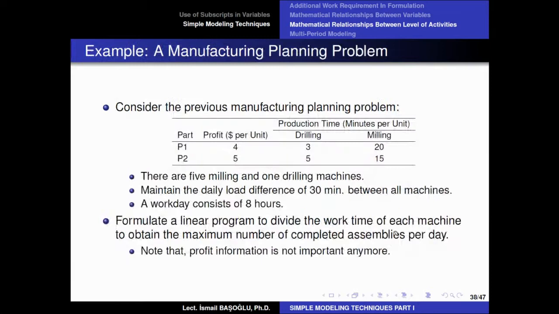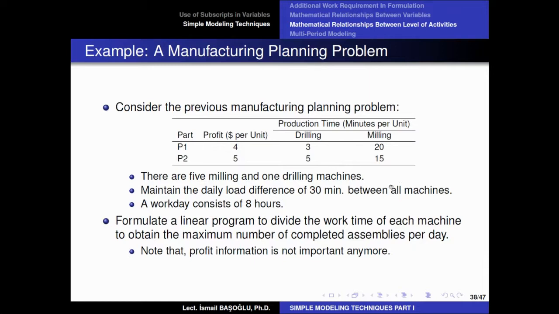Now, on the next page, we are going to see the same example as before. So we are not going to repeat the explanation, but remember now, we have two parts to manufacture, each of which yields some profit, and each part needs to spend some time in the drilling machine and in one of the 5 milling machines. And again, we are trying to maintain the daily load difference of 30 minutes between all machines, between the drilling machine and any milling machine. And again, we are assuming that a workday consists of 8 hours. So far, what we have mentioned is the same as before. So this means up to this point, the previous model is valid.